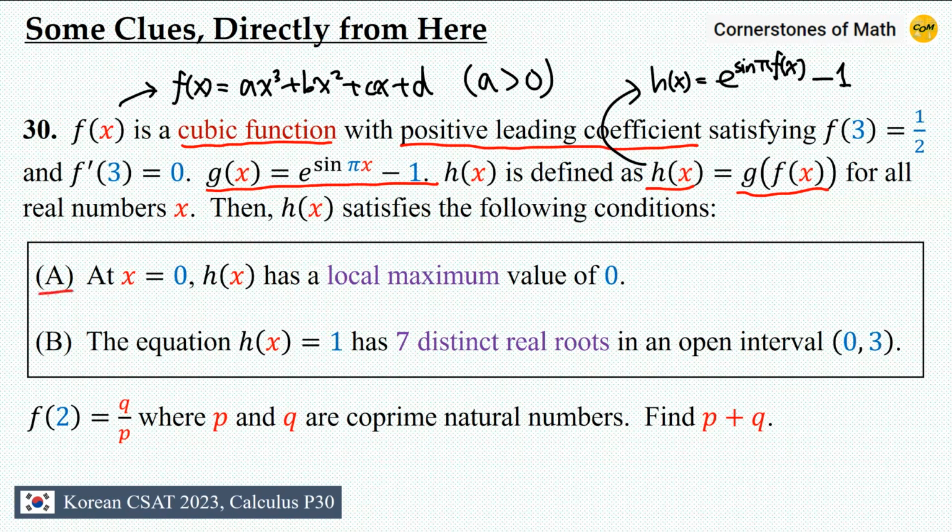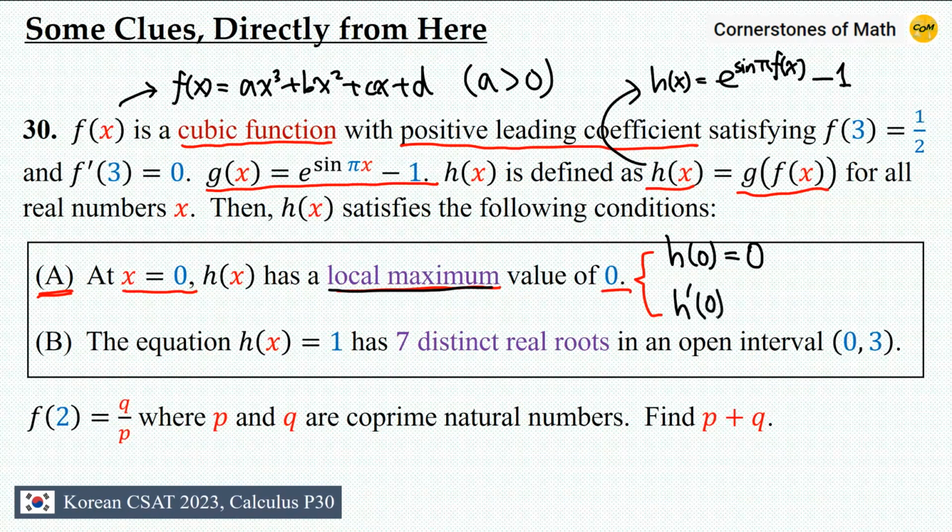Next, let us actually take a look at this first condition of h(x). It says h(x) has a local maximum 0 at x equals 0. This actually tells us two things. First, we know that h(0) equals 0. Second, because h(x) has a local maximum at x equals 0, we know that the derivative of h(x) at x equals 0 also must be 0. So let us take a closer look at these two conditions.